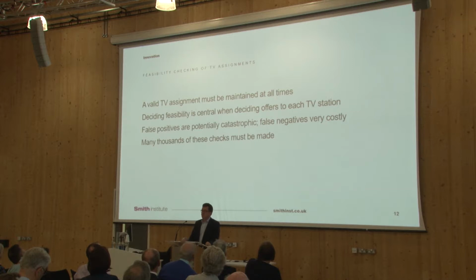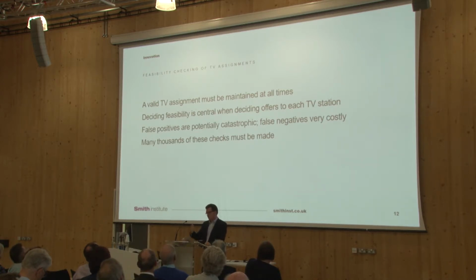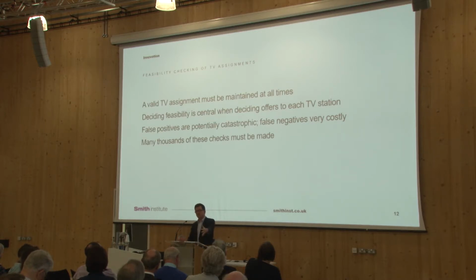Second innovation was the feasibility of TV assignments. This was especially relevant in the reverse auction when TV stations are offered options and they have to select between options. It must be determined in advance that no matter what options are selected, there is a valid TV assignment always available. So there needs to be a lot of feasibility checking going on. False positives in that process are absolutely catastrophic, that means you could run the process and find that there isn't actually a valid TV assignment available.